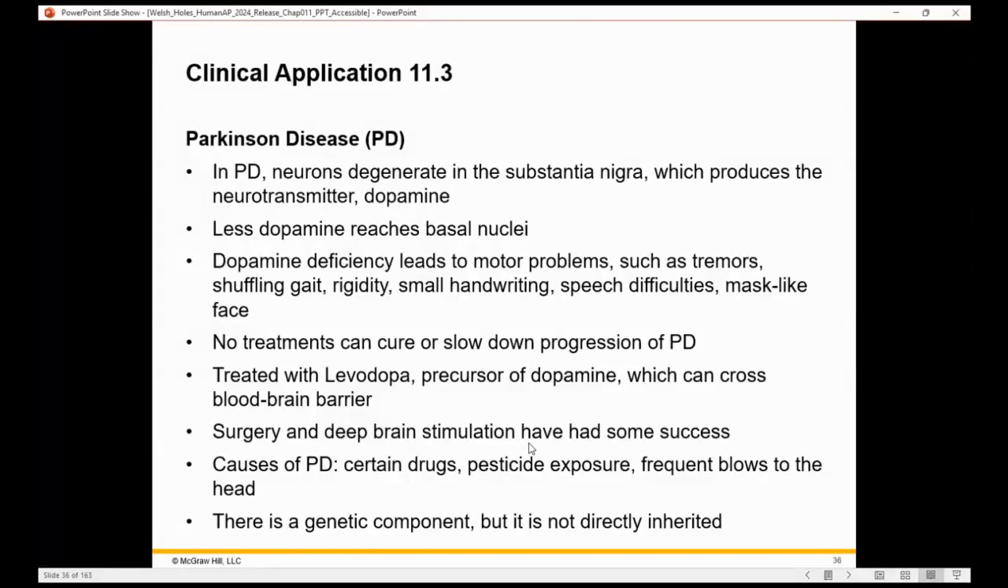Surgery and deep brain stimulation have had some success. Causes: certain drugs, pesticide exposure, and frequent blows to the head. There is some genetic component, but it's not directly inherited.